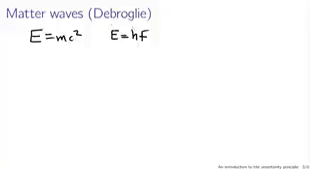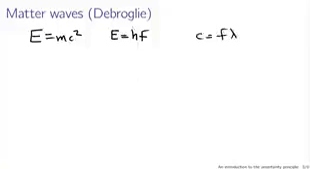The final equation that de Broglie was working with was c equals f lambda. The speed of light is equal to the frequency of the light times the wavelength of the light. And this is really not true just for light. This is true for any wave phenomenon. The speed, the frequency, and the wavelength are related.